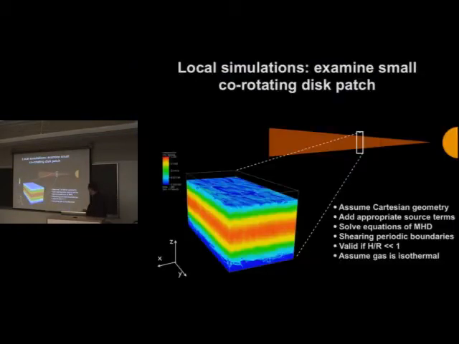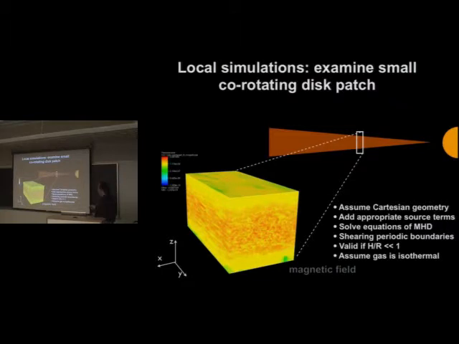For the MRI simulations, we use what's called a local simulation, or the shearing box approximation, in which case we examine a small chunk of the disk. We pick out a small chunk of the disk, so small that you can ignore curvature terms and set it up in a Cartesian geometry. Now we're co-rotating with this box around the central star. Since we're co-rotating, we have to set up a shear profile, which you can see here, that accounts for the Keplerian rotation of the gas.